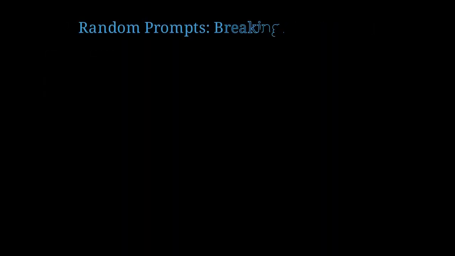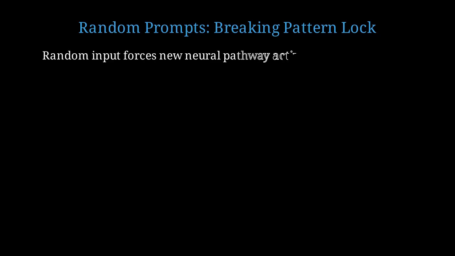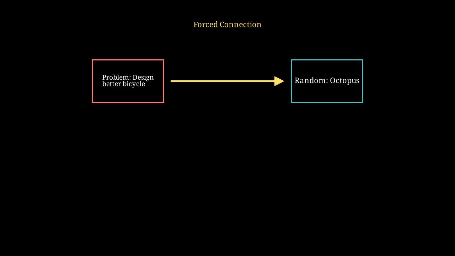Now let's examine our first unconventional method, random prompts. How does introducing randomness help the brain break free from habitual patterns? When you encounter a random word or concept that's unrelated to your problem, your brain must activate neural pathways that weren't part of your default problem-solving network. Imagine you're trying to design a better bicycle, and you're given the random prompt, octopus. Your brain must now create a connection between bicycles and octopuses. This forces activation of neural networks that would never naturally connect.